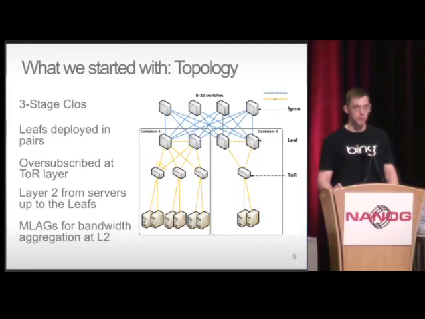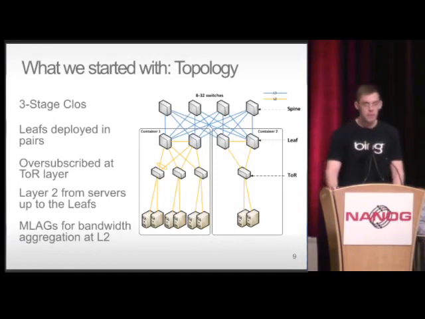We deploy leaf switches in pairs, so this way we can use multi-chassis link aggregation, or MLAGs, to increase capacity or bandwidth inside the container. As you can see, the initial design has layer 2 inside the container. The reason for this was mostly to have compatibility with our old designs, because our old designs were based on layer 2 topologies mostly.